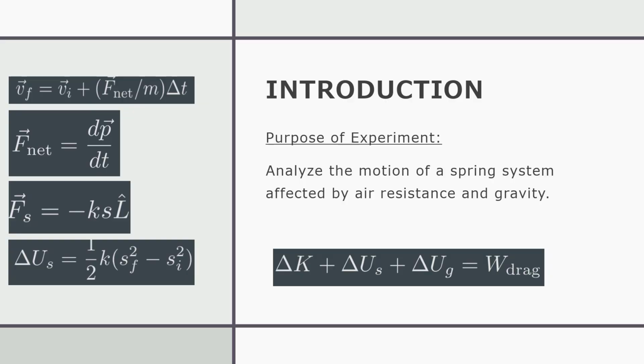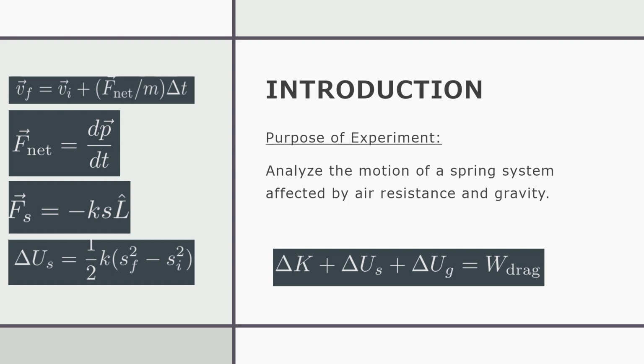On this slide I have some of the fundamental equations that I used during this experiment. We have the velocity update formula, we have Newton's second law with respect to momentum, so the derivative of momentum over time. We have the force of a spring, so the K constant times the length that the spring is stretched times the L hat vector.